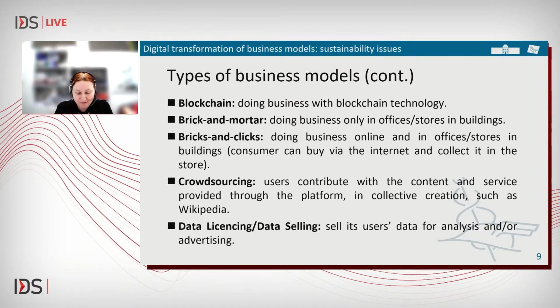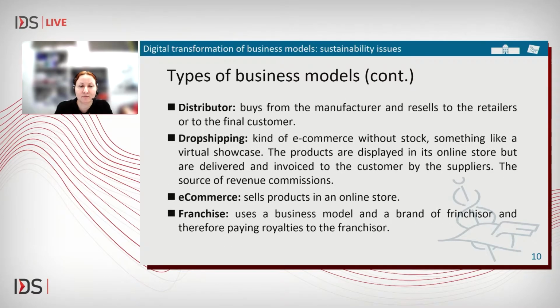Okay, then we have the distributor. The distributor buys products from the manufacturer and resells them to retailers or to the final customers. Then we have the dropshipping model. It's a kind of e-business, a newer model.